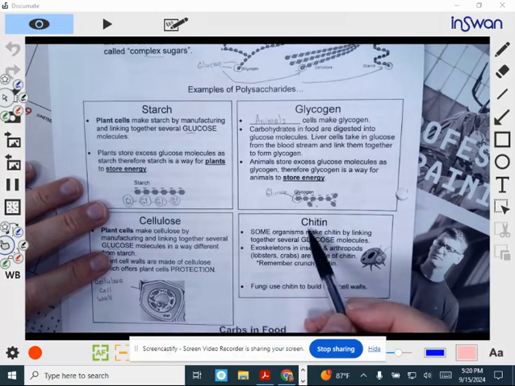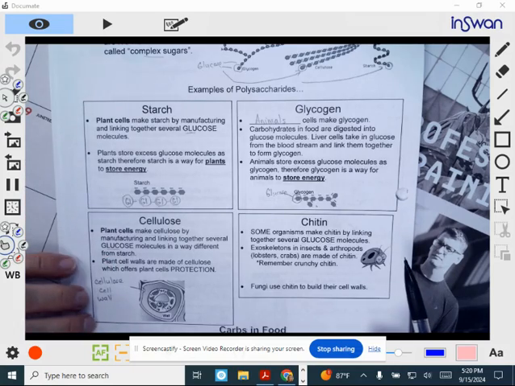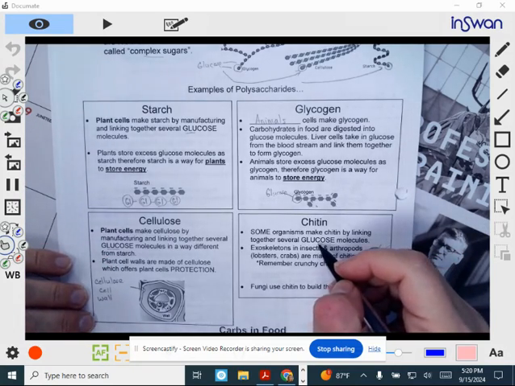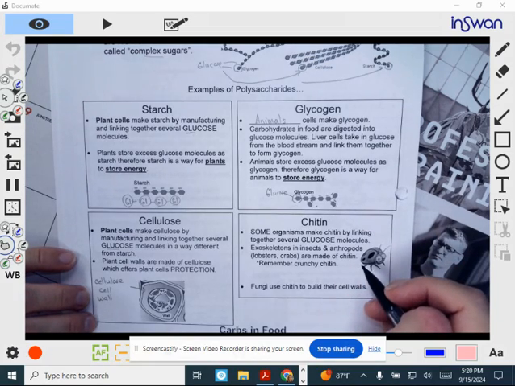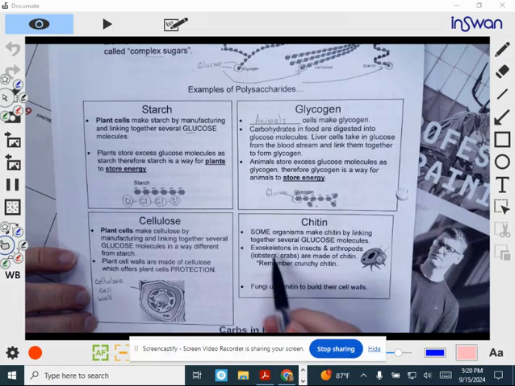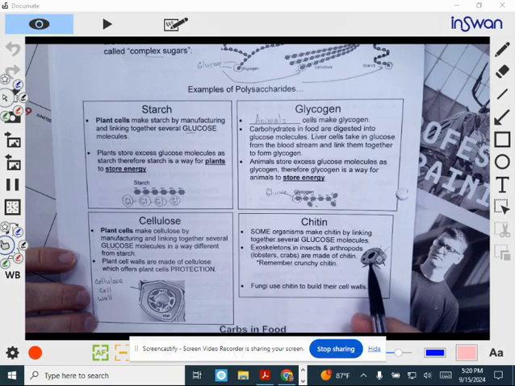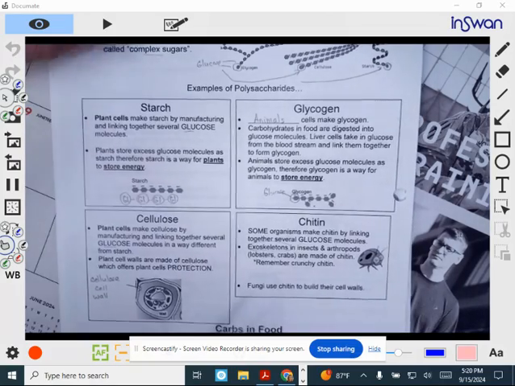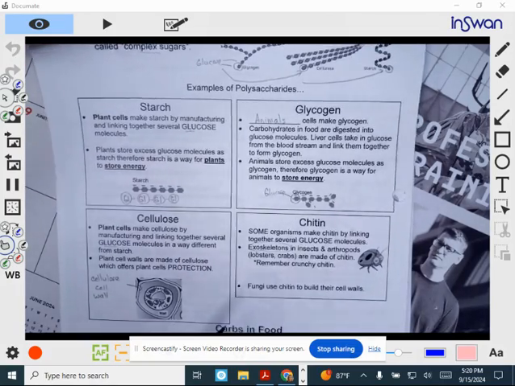There are some other things that we can do with excess glucose. Some organisms use the glucose and string it together to make a molecule that's called chitin. And that is what the exoskeleton, so this outside shell part of insects or even arthropods like lobsters and crabs, are made of. So you might remember a crunchy chitin, because if you step on a bug, it's going to crunch. And that exoskeleton is made of that polysaccharide.